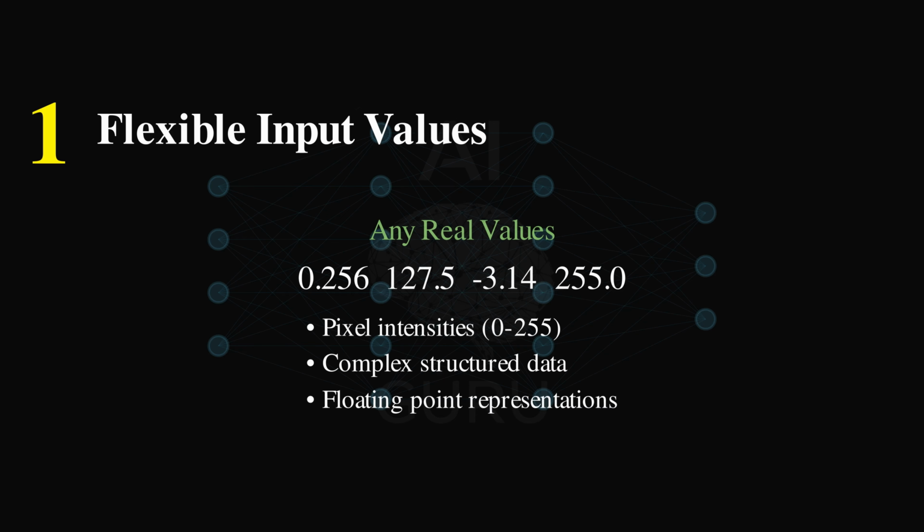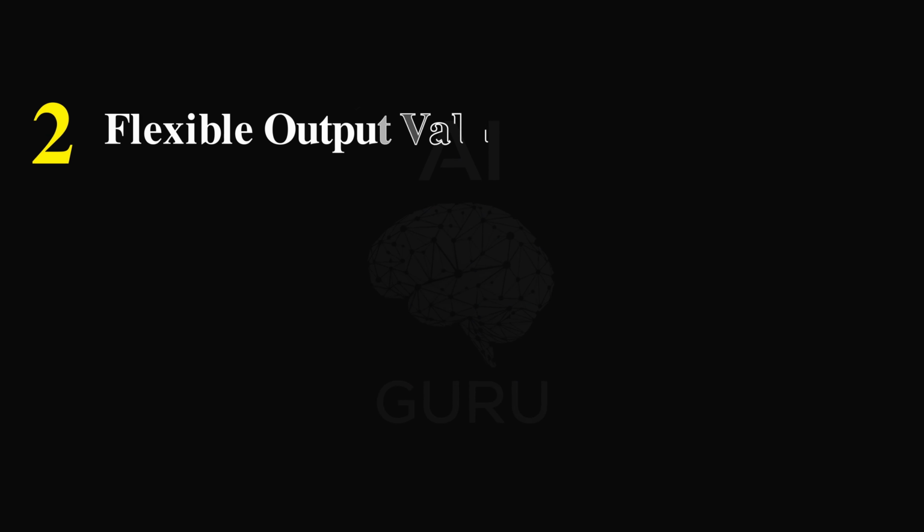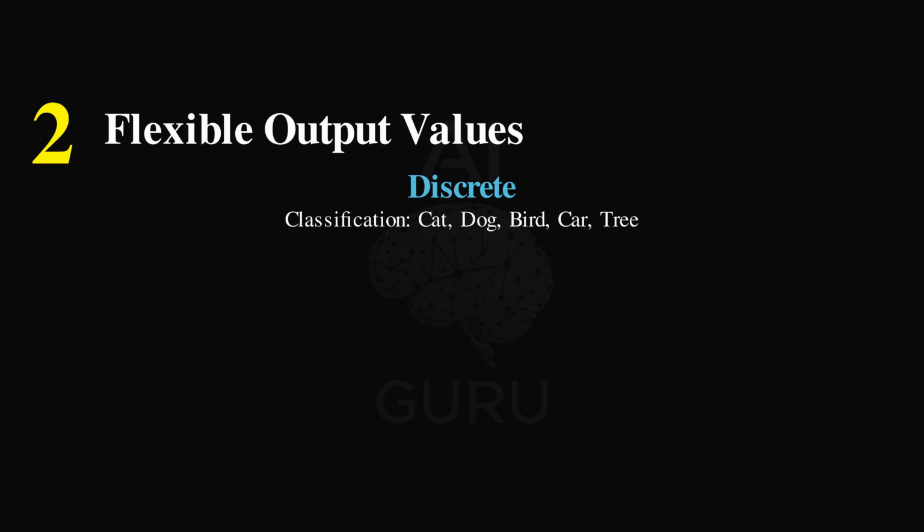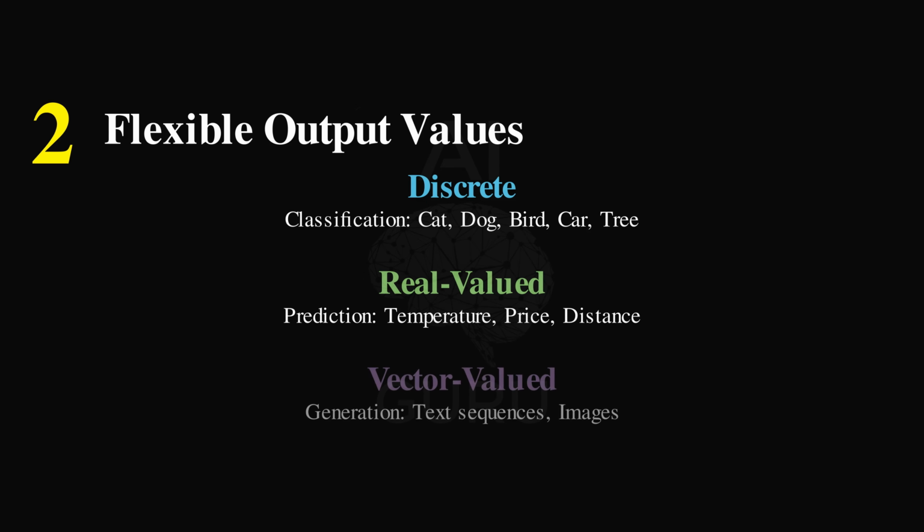And once that real valued input goes through the network, what defines the output side? Well, that's the second characteristic. The target function output is equally flexible. The output doesn't have to be a simple yes or no. It can be more nuanced. Far more. It can be discrete, so classifying something into one of 5 categories. It can be real valued, predicting a continuous price or temperature. Or it can even be vector valued, generating a sequence of words or an entirely new image. This versatility is its real strength.